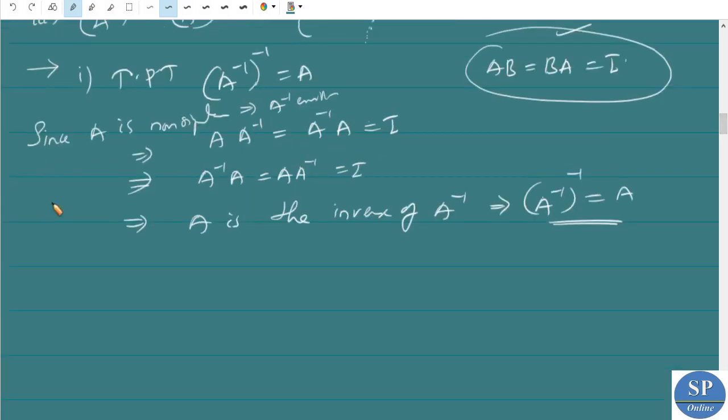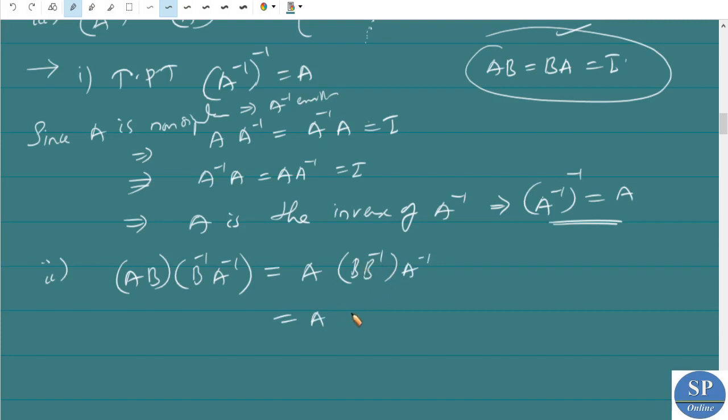I can do this like this: AB into B inverse A inverse. This is nothing but, by associativity, A into B into B inverse into A inverse. Since B is invertible, we already have B into B inverse is I. So this is A into I into A inverse, which is nothing but A into A inverse. So AB into B inverse A inverse is equal to I. Similarly, we can prove the other side.